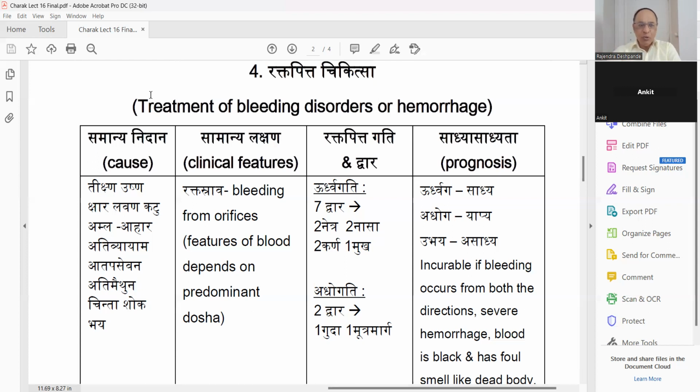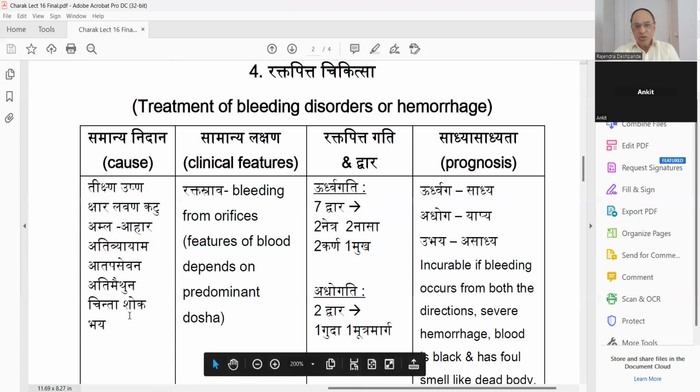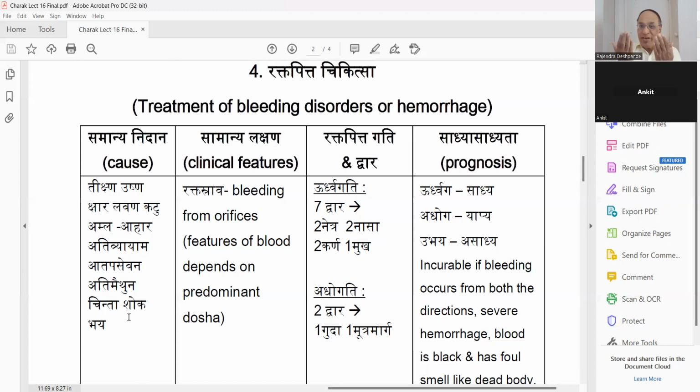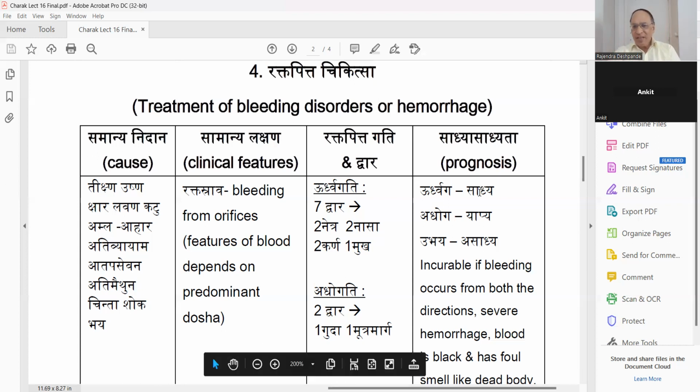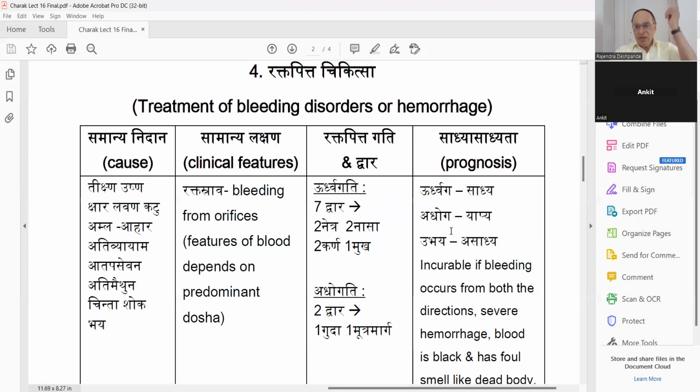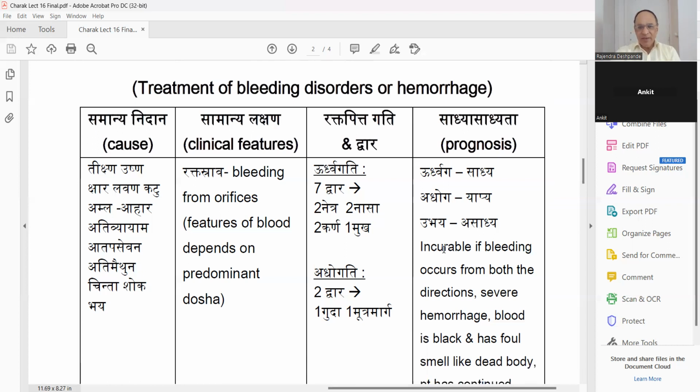So tikshna, ushna, kshara, lavana, ati vyayam, atapa sevan, ati maithun, excessive intercourse, chinta, shoka, bhaya, tensions, anxiety, excessive screen time, going to bed late at night, that also causes pitta prakop, drinking alcohol, smoking, drug addictions, everything causes pitta prakop, rakta pitta vyadhi. Urdhva rakta pitta is sadhya, adhoga rakta pitta is yapya, difficult to cure, and ubhaya, up and down rakta pitta, that is asadhya.